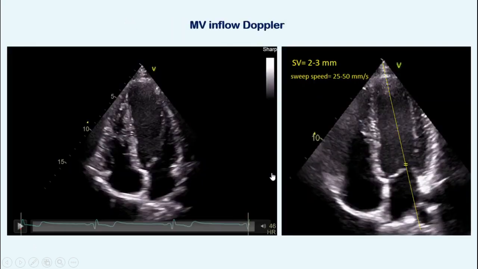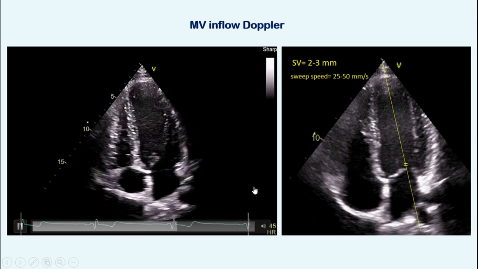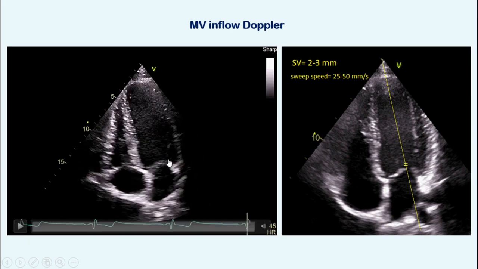In mitral valve inflow Doppler, after we get a nice and correct apical four-chamber view and determine where the tips of the mitral valve leaflets are, we put the sample volume between those tips and hit the pulsed wave Doppler button. Sample volume size is better to be around 2 to 3 millimeters and sweep speed between 25 to 50 millimeters per second.